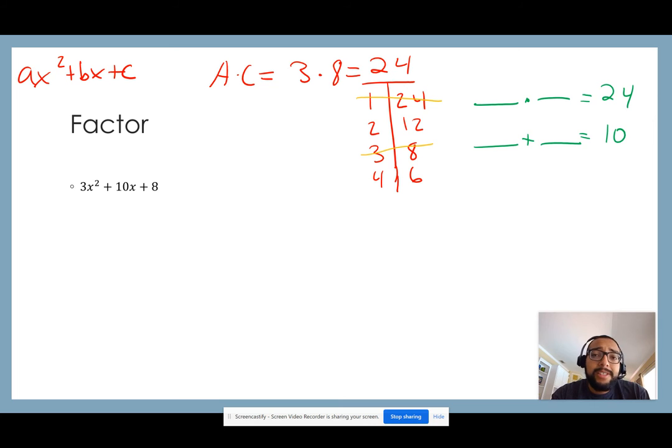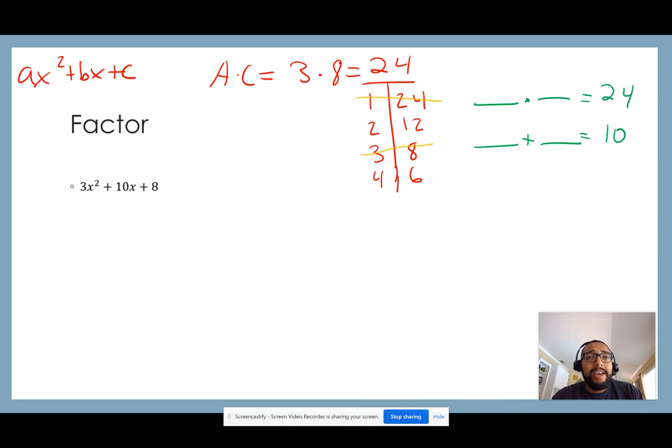12 minus 2 is 10, but 4 plus 6 is 10 as well. So both of these have the possibility of meeting this second requirement. Let's check the first one. If we were to have 4 times 6, that would be 24, and 4 plus 6 would be 10. So it looks like 4 and 6 has to be our answer.